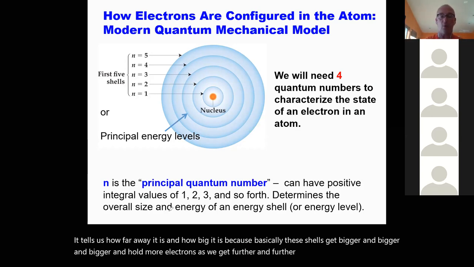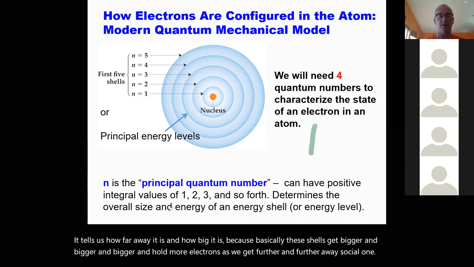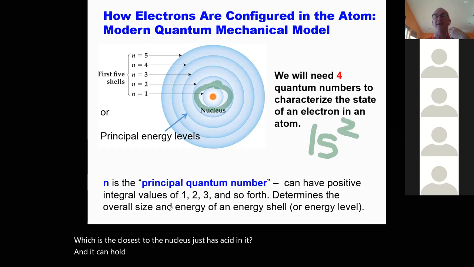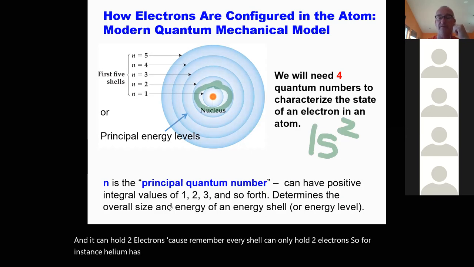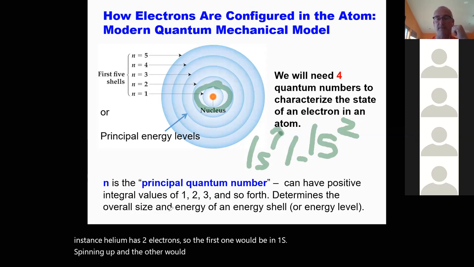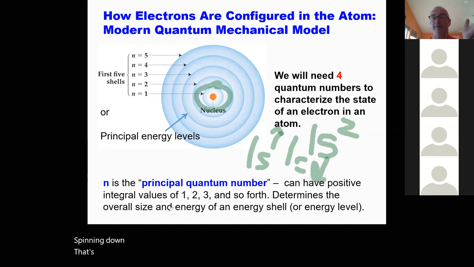away. So shell one, which is the closest to the nucleus, just has S in it, and it can hold 2 electrons. Because remember, every orbital can only hold 2 electrons. So for instance, helium has 2 electrons. The first one would be in 1s, spinning up, and the other would be in 1s, spinning down. That's it. And we have defined all the electrons in helium. And then we start adding more and more after that.